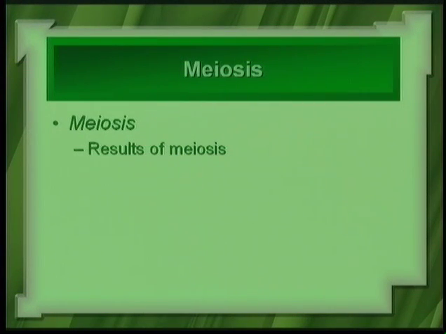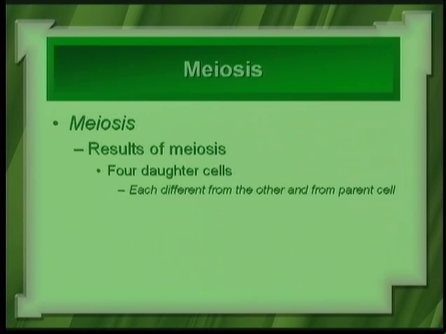All right, so the results of meiosis is that generally we'll end up with 4 daughter cells, each of them different from each other, and each of them different from the parent cell you started with. Furthermore, you'll also have pollen in the stamen and ovules in the pistil. Those are the results of meiosis.